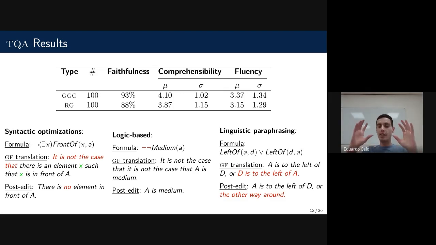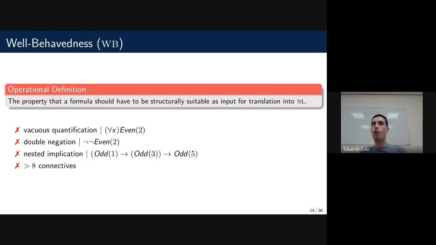So based on these results, we operationalized the definition of well-behavedness. And we actually said that formulas which contain a bucket quantification, which is basically a variable which is not then expressed in the formula, which contain double negation, nested implication, and more than 8 connectives, are not very well suited as an input for being translated into natural language text.